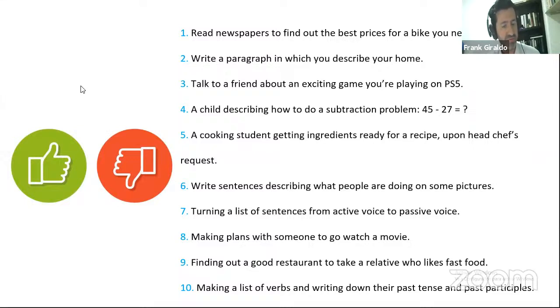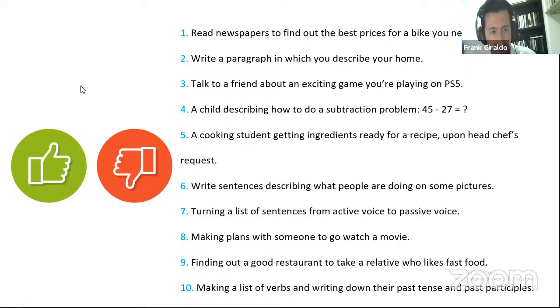What would be the purpose for that? What would be the objective? Unless you're probably writing an email or something like that, so we need more context. Number 7, turning a list of sentences from active to passive voice. Definitely no. Okay, what about the rest of you? I can see the chat, okay? So I can see what's going on in the chat.